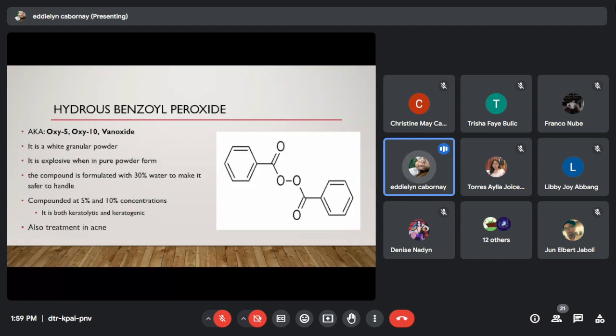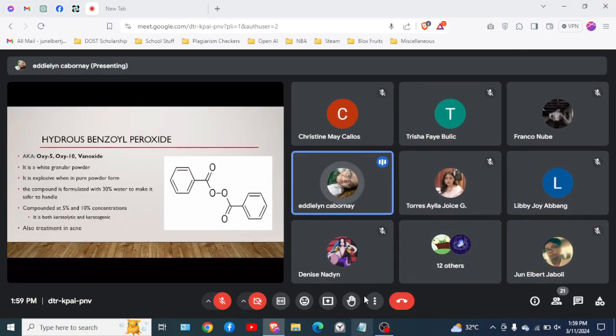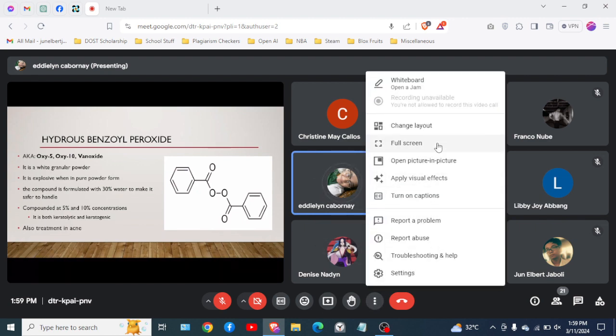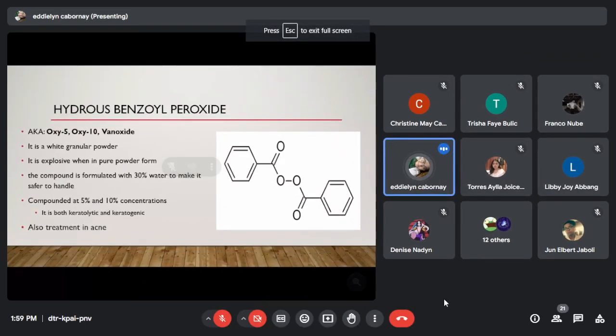So we have hydrous benzoyl peroxide. The other term is Vanoxide or Oxy 5 or Oxy 10. So it is a white granular powder. So it is explosive when in pure powder form. The compound is formulated with 30% water to make it safer to handle. So compounded at 5% and 10%. So it is both keratolytic and keratogenic.